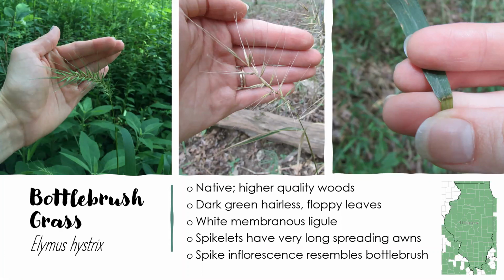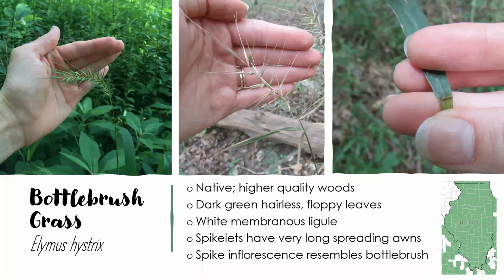The leaves are not really that distinctive, unfortunately. Dark green, hairless, kind of floppy, but they do have a white membranous ligule. So in this photo over here, I just took this a week or two ago, so it's late in the season. That membranous ligule has turned brown.